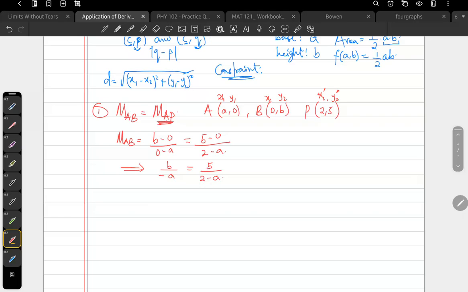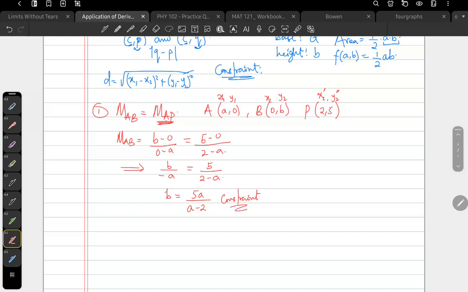And this is easy from here, because we can immediately see that b is equal to 5a over a minus 2. When I multiply both sides by negative a, I get negative 5a over 2 minus a, but the negative can affect 2 minus a to become a minus 2. So that is the first method to get the constraint.